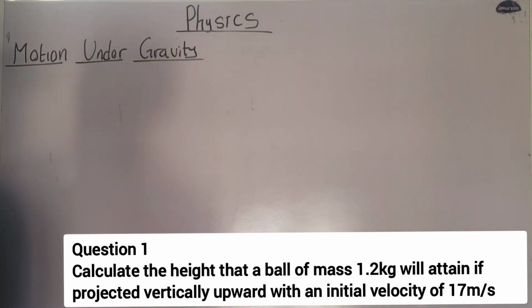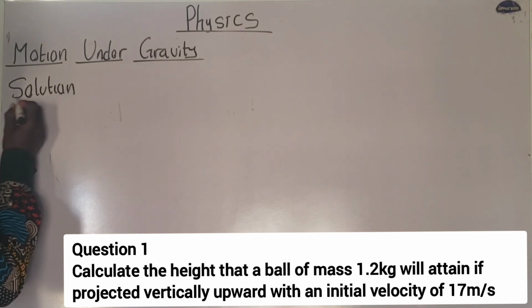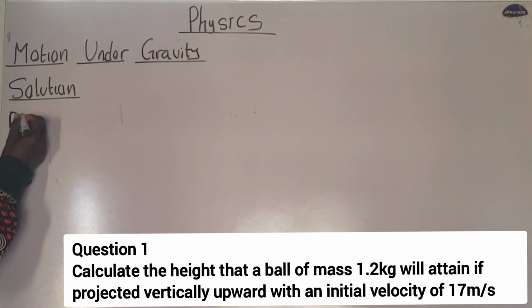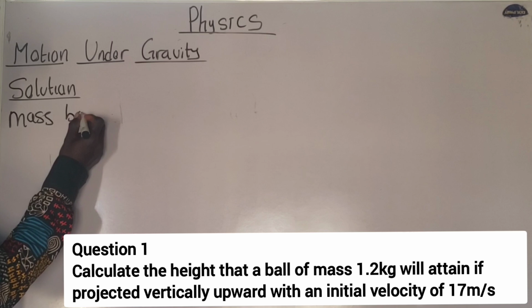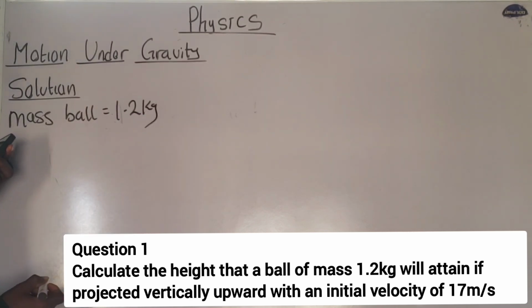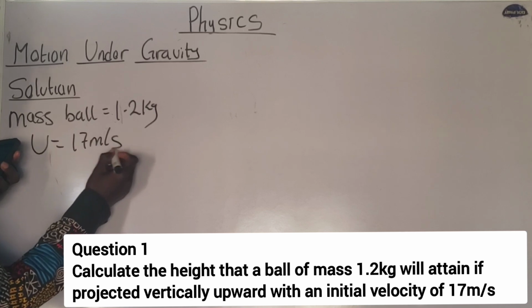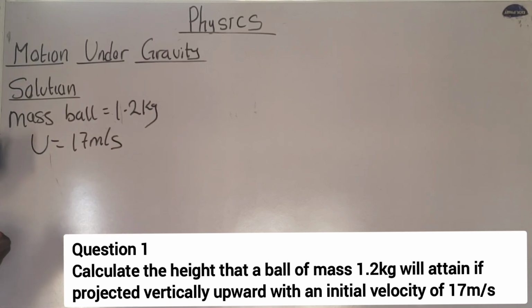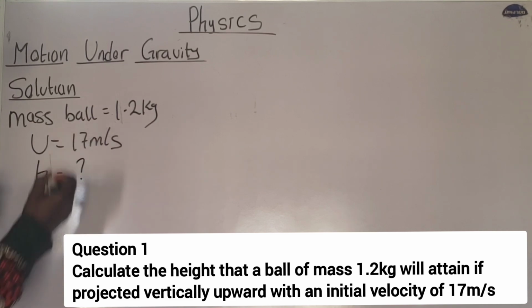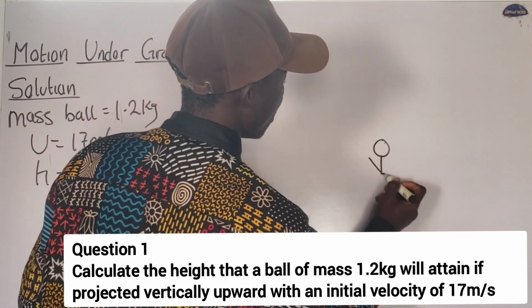Okay, let's start by writing out the information that we are given in the question. We are given that the mass of the ball equals 1.2 kilograms. And then we are given that the initial velocity u equals 17 meters per second. Now we are asked to calculate the maximum height. H is unknown. So now let's quickly draw a typical diagram here.